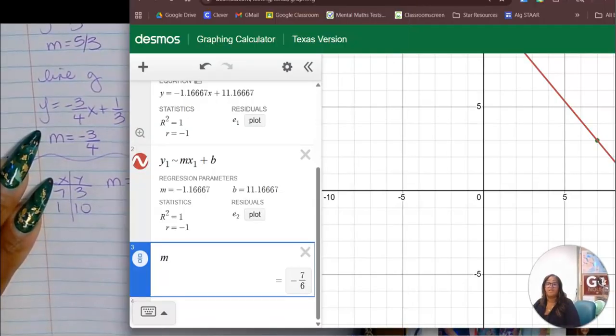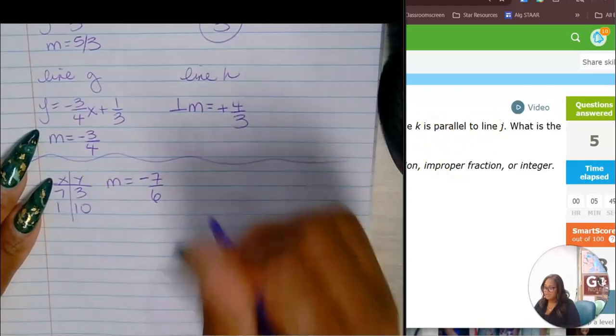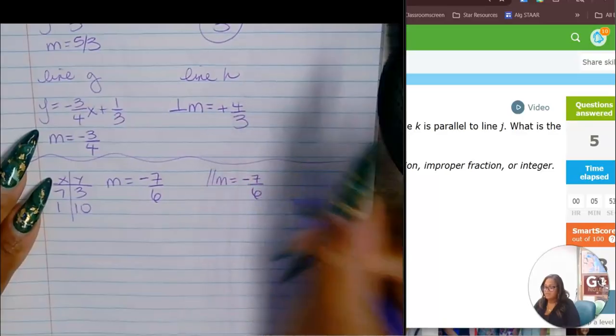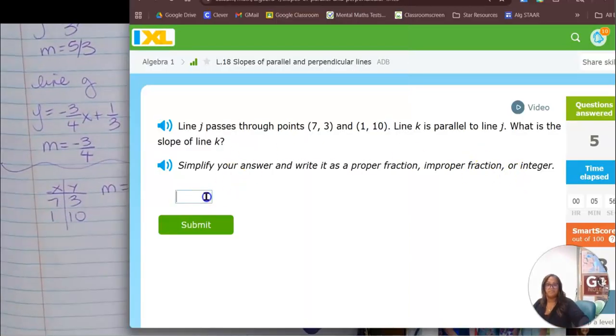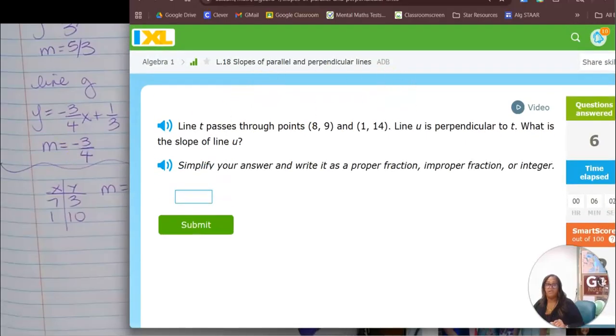Now, what do they want? Do they want a parallel or perpendicular? A parallel, so that means it's going to be the same. Parallel slope equals negative 7/6. All right, let's do a perpendicular one.